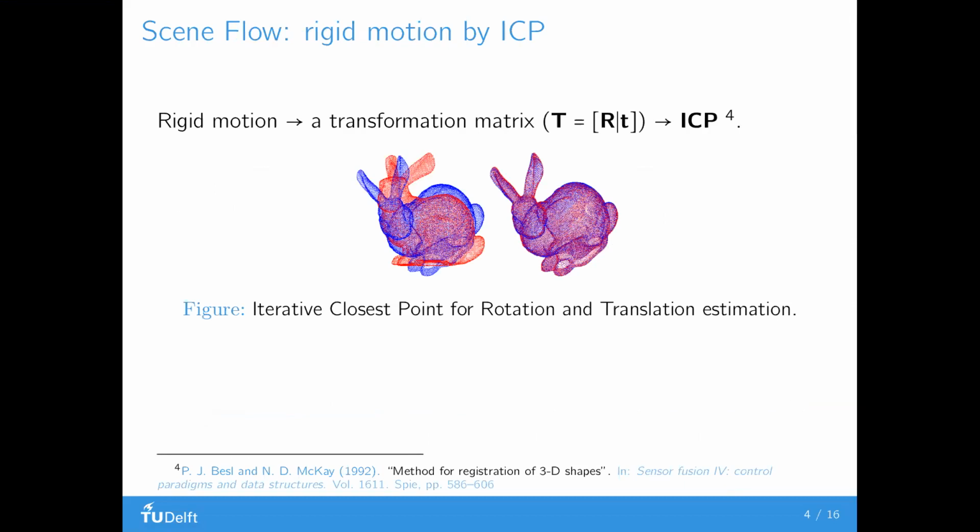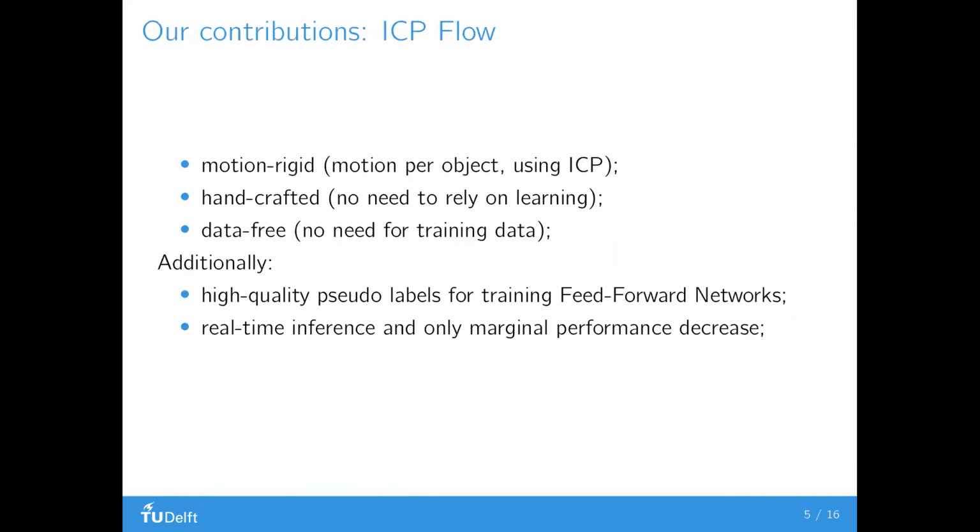Specifically, we represent rigid motion as a single transformation matrix estimated by a classic technique, iterative closest point, ICP. In short, our contribution is ICP-Flow, an unsupervised flow estimator which takes into consideration the rigid motion assumption. ICP-Flow is fully handcrafted, therefore relying on no deep learning and no training data.